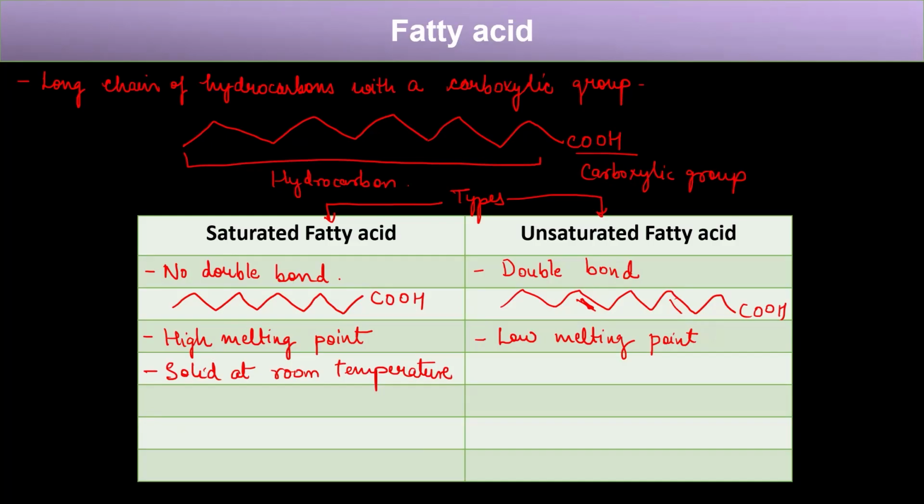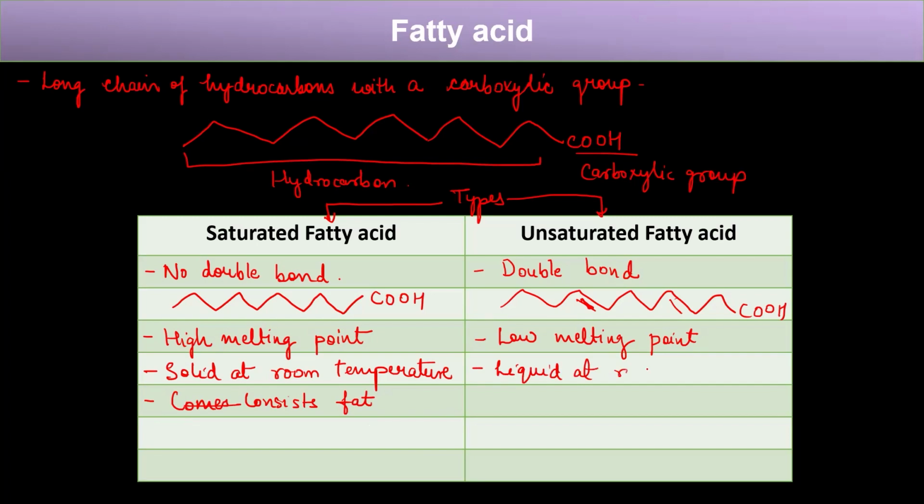Have you seen butter, ghee? They are mostly solid at room temperature, right? So if we talk about the saturated fatty acid, the example can be butter, ghee. And this butter, ghee mainly constitutes what? Fat. So saturated fatty acid consists of fat, while the unsaturated fatty acids are liquid at room temperature.